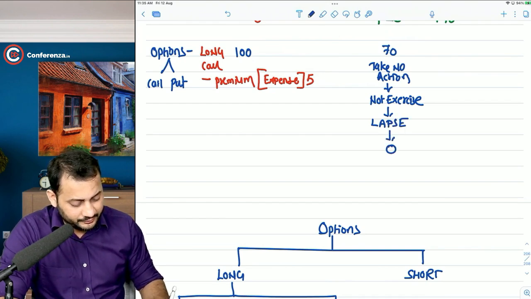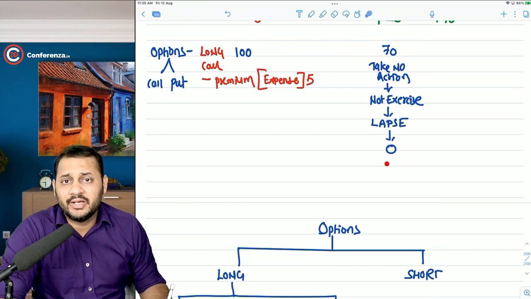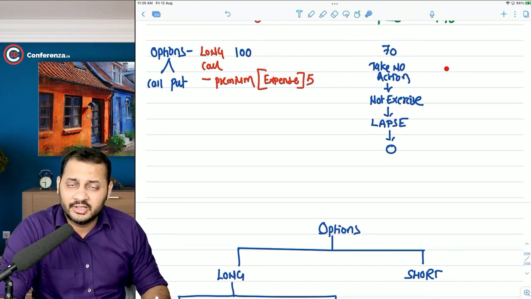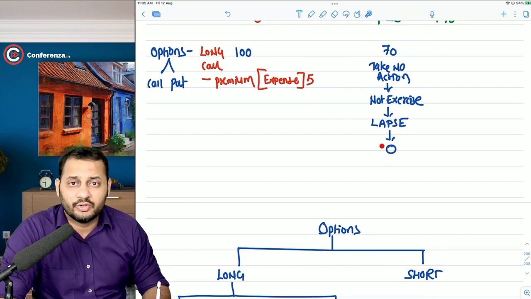And if the option lapses, you don't have to do anything. Nobody has to pay anything. The seller of the option will not get anything. He will not pay anything. The buyer, meaning you, are also not going to do anything. No cash flows in this case.